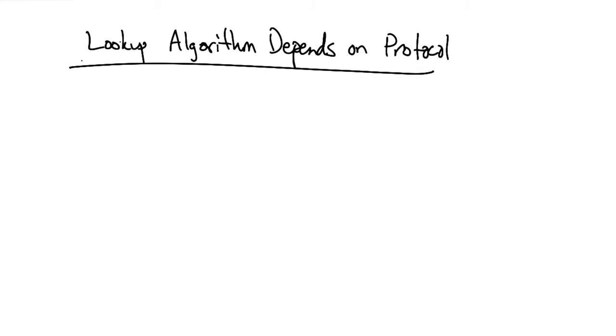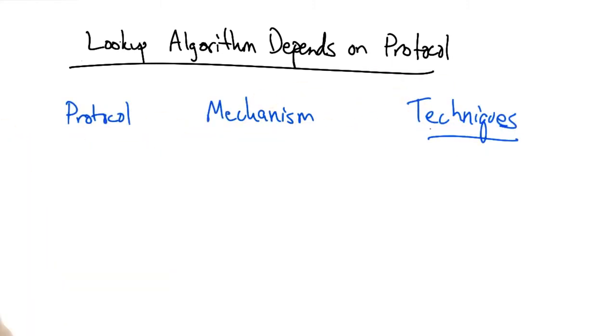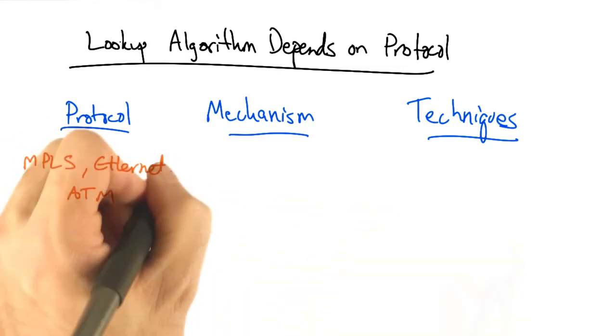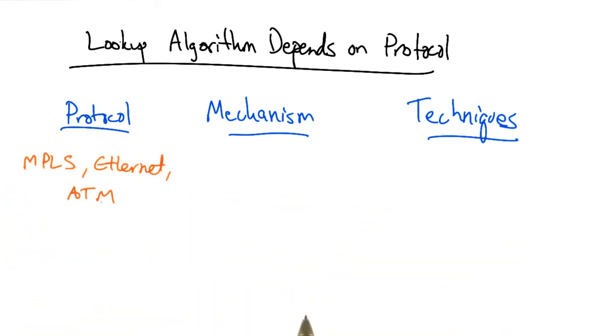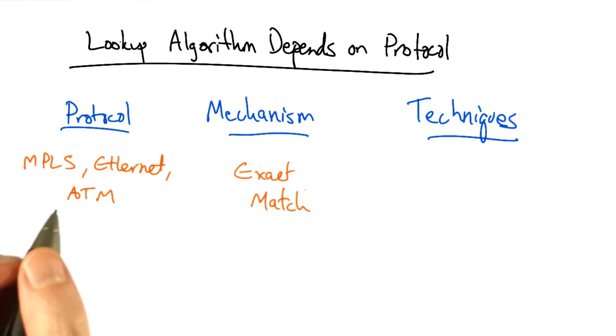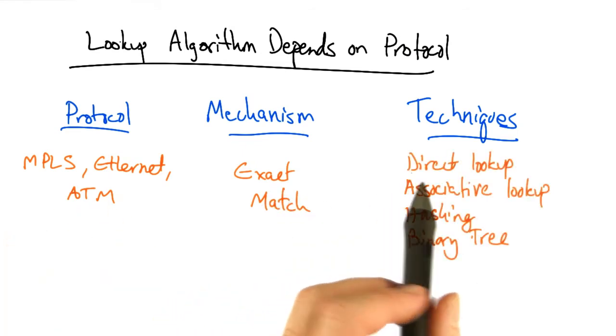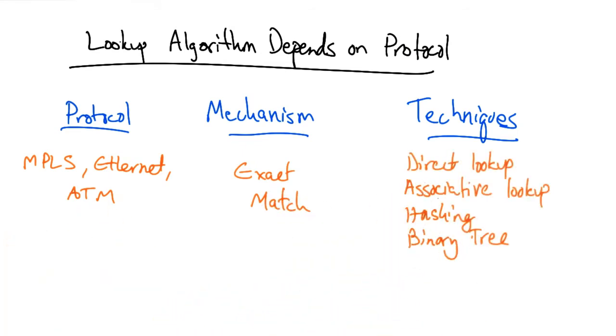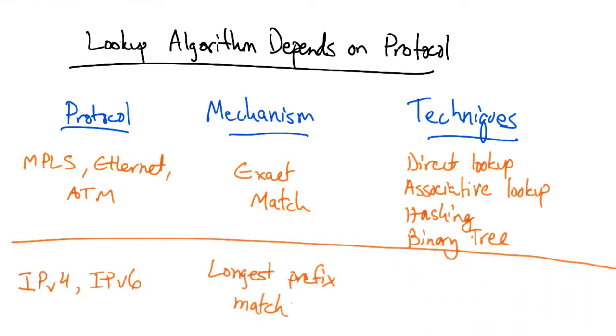So the lookup algorithm that a router uses depends on the protocol that it's using to forward packets. And the lookup mechanism might be implemented with a variety of different algorithms or techniques. For example, MPLS, Ethernet, and ATM use an exact match lookup. Exact matches can be implemented as a direct lookup, an associative lookup, hashing, or via a binary tree. IPv4 and IPv6, on the other hand, are implemented with what's called longest prefix match.